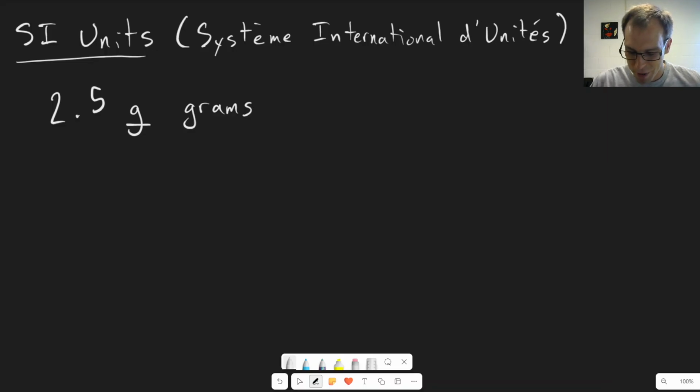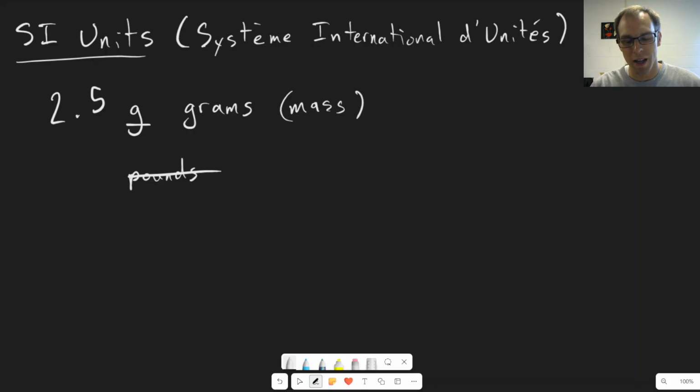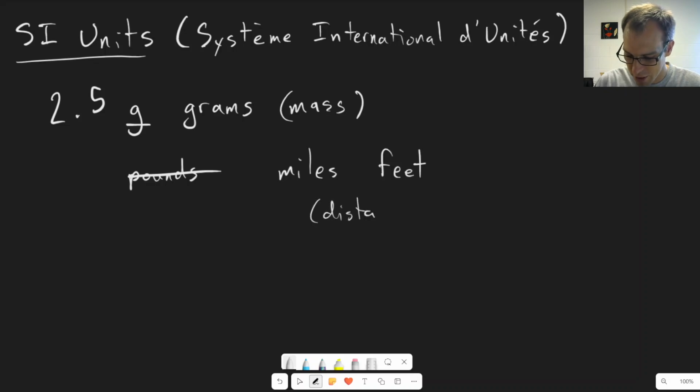So grams, for example, is the unit for mass. So if we're measuring masses, we can measure those in grams. Or there are different units. We're familiar in the United States, we often use a different set of units that we call imperial units. So say we might measure something in pounds. That's not part of the SI system, so we don't use that. Or we might measure a distance in miles or in feet, right, if we're thinking about distance. And these are also not SI units.